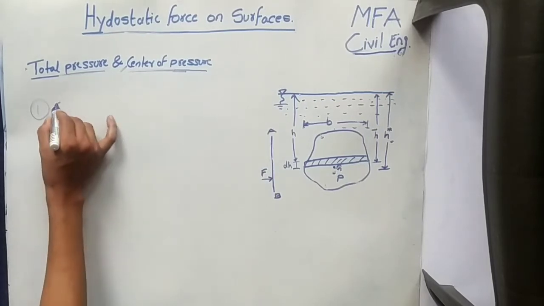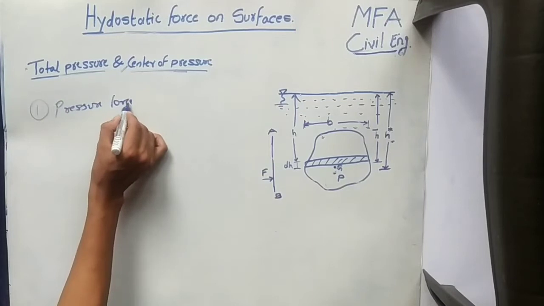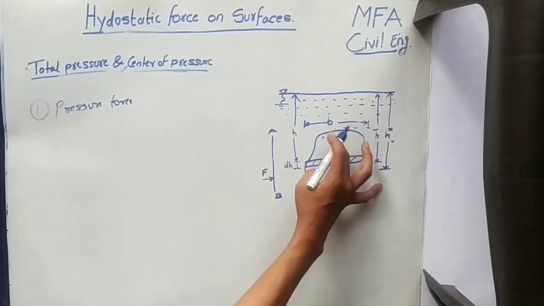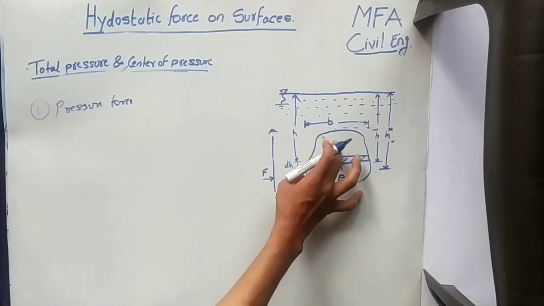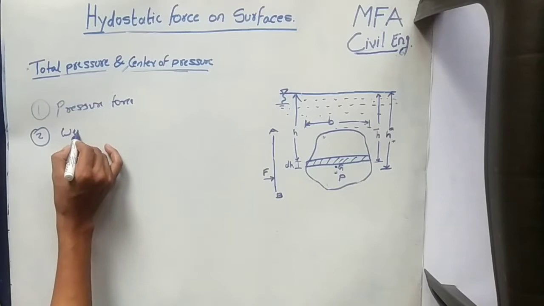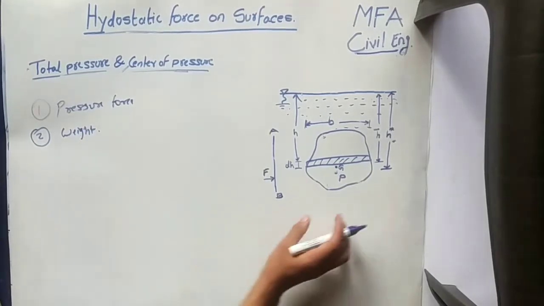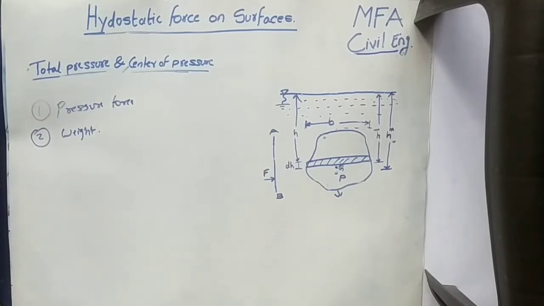One is the pressure force, the force exerted by the surrounding fluid element on this surface. This force acts normal to the surface of the substance. Second is the weight, which acts in the vertically downward direction.